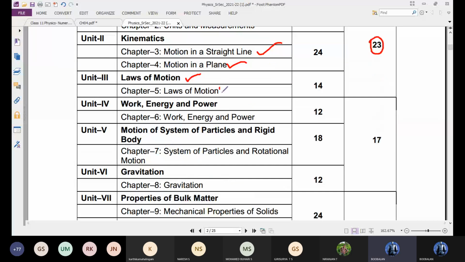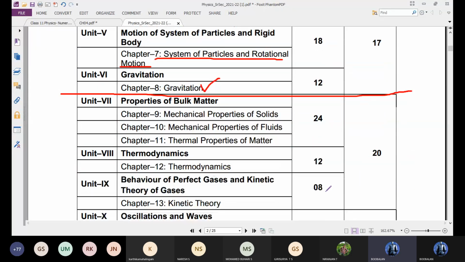Laws of motion. In class 9th, what are the things you learn? Same thing. Work, energy, power. It is also basic. System of particles and rotational motion. So this is only for you new. So after gravitation. So up to gravitation completed means volume 1. One book is over. Second book, mechanical properties of solids.